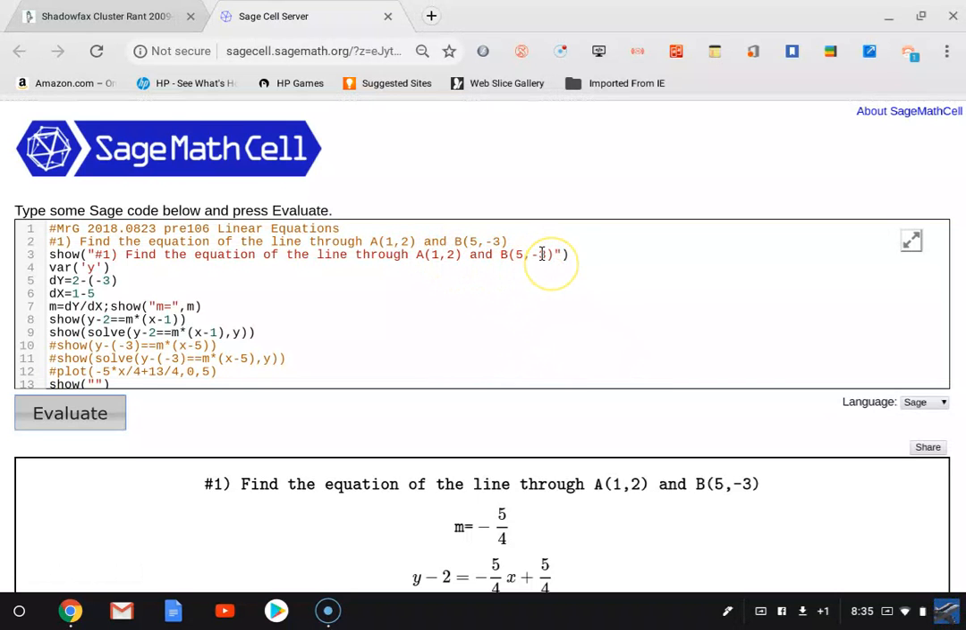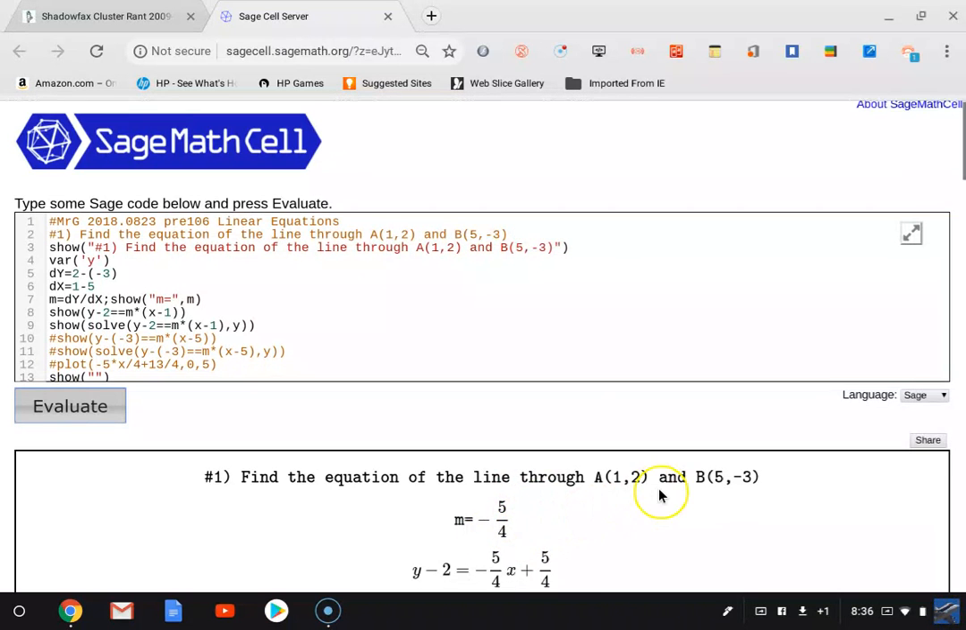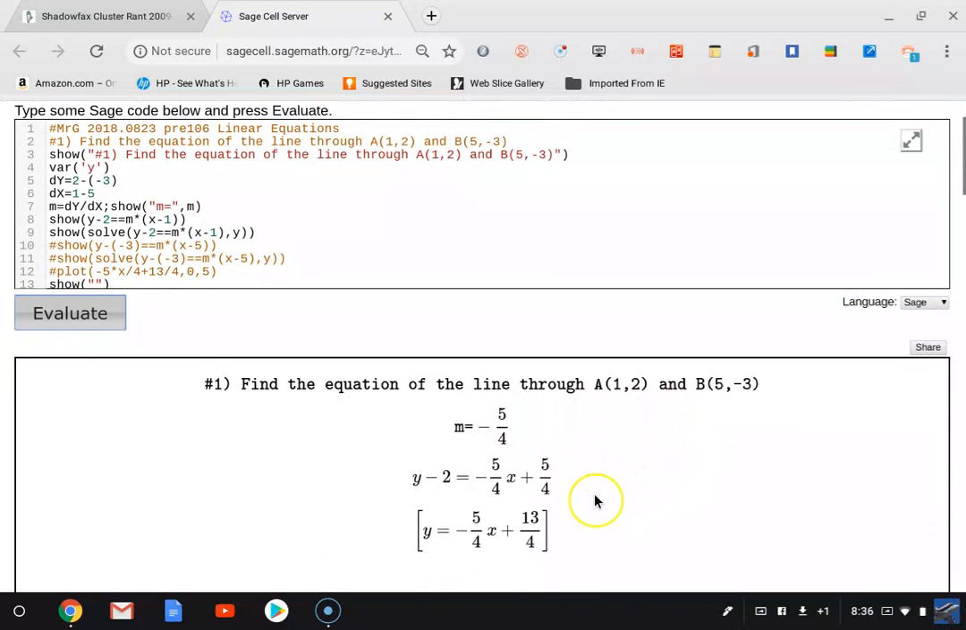All right, so what's delta y? It's 2 minus -3. Remember, how do you subtract? You never do. It's 2 minus -3, so you add the opposite: 2 plus a positive 3 is 5. Over 1 minus 5, which is -4. So 5 over -4 is -5/4.